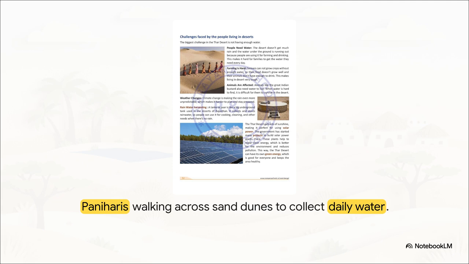Because there is so little rain, farming is also incredibly hard. And if crops don't grow, animals simply don't have enough to eat. Even wild birds, like the endangered great Indian bustard, really struggle to find enough water to survive. To summarize, a severe lack of water makes farming and daily life a constant, tough struggle for the people and the animals of the desert.